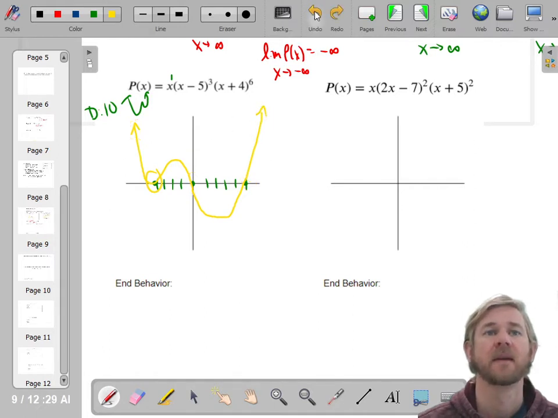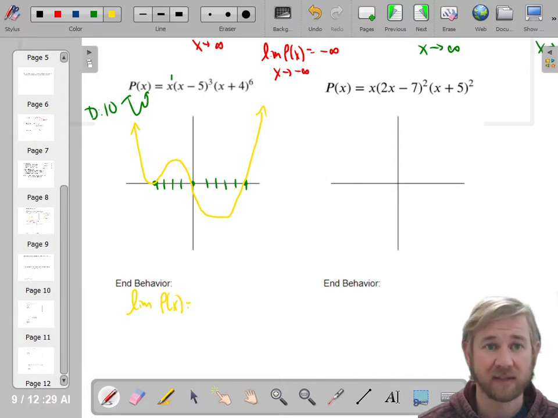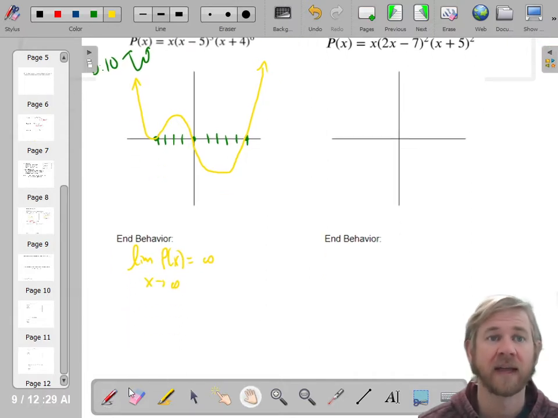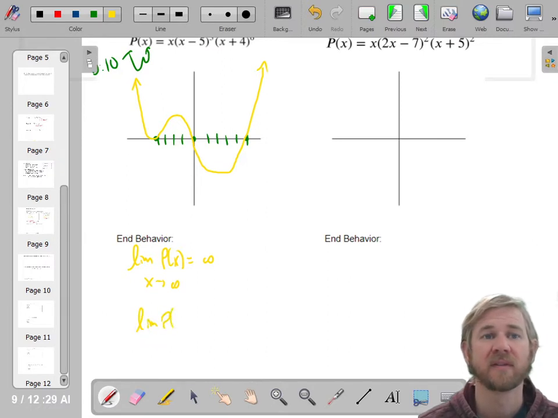Okay. So in limit notation, the limit of p of x equals infinity as you go to the right, and the limit of p of x is infinity as you go to the left as well. So they're both infinity.